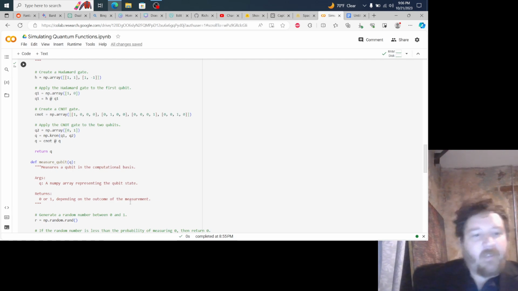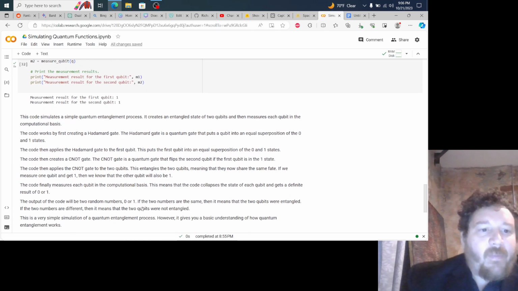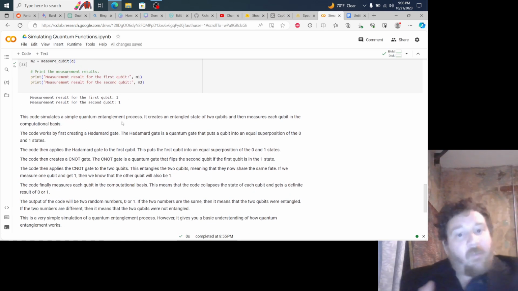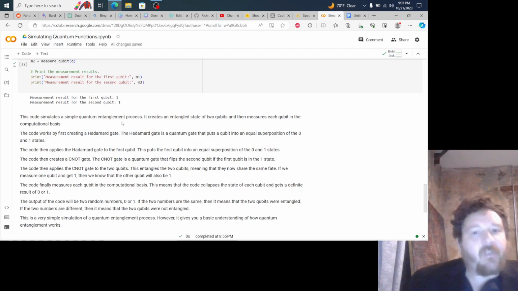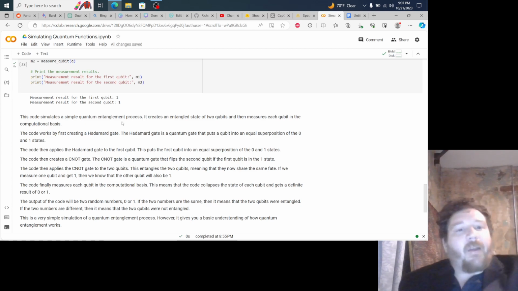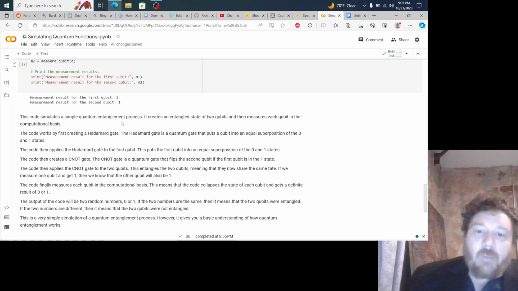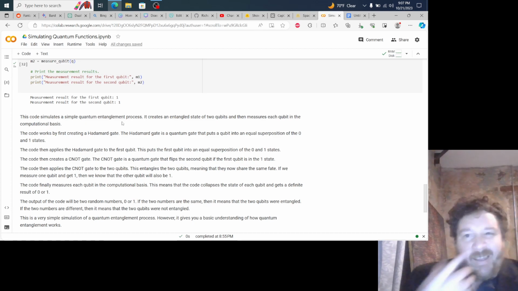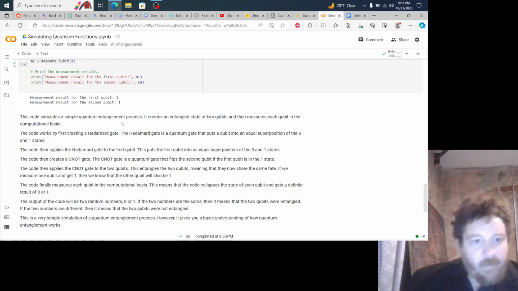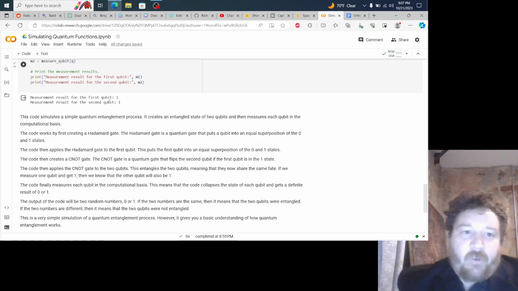In this instance, we're simulating that overall quantum entanglement process by creating an entangled state between the two qubits and then measuring each qubit in the computational basis. This particular code works first by creating what's called a Hadamard gate, which is a quantum gate that puts a qubit into an equal superposition of either 0 or 1. The code then applies the Hadamard gate to the first qubit, which puts the first qubit into an equal superposition of either the 0 or the 1 state.